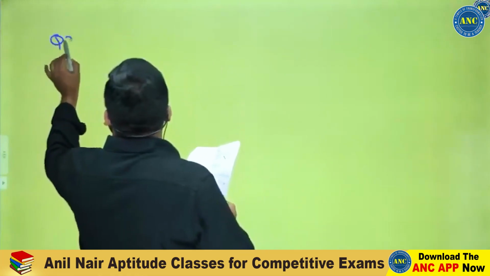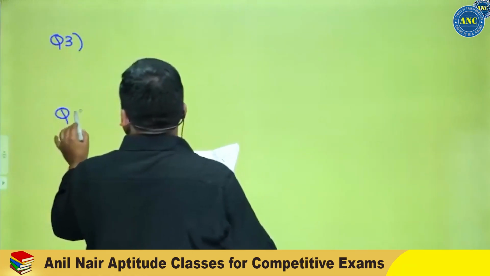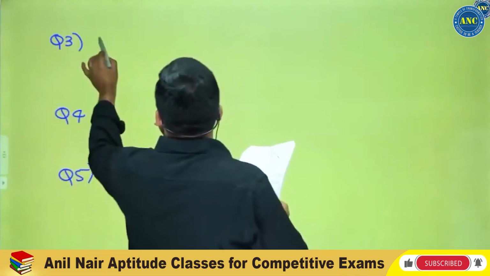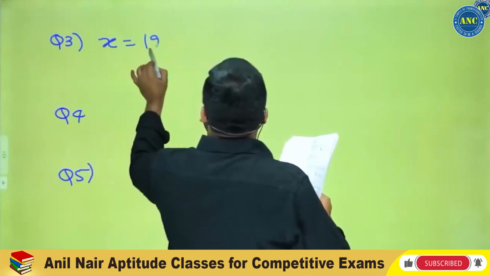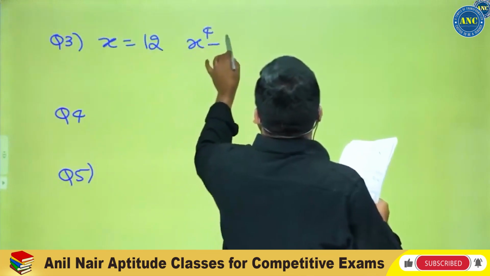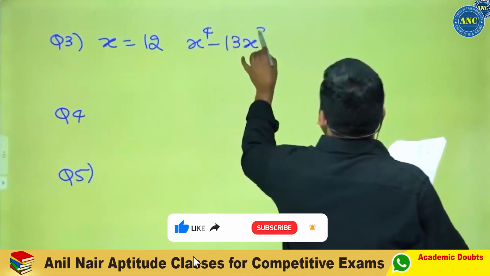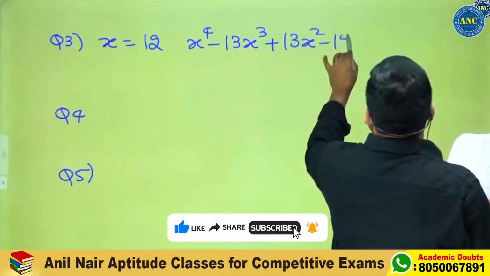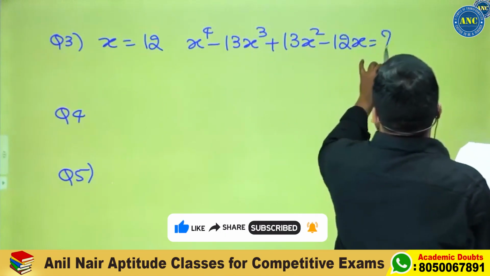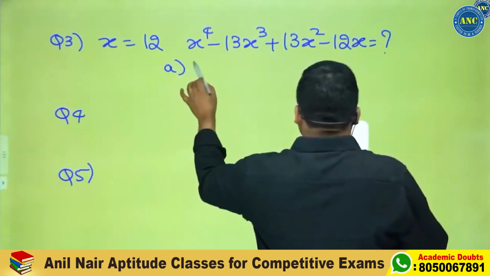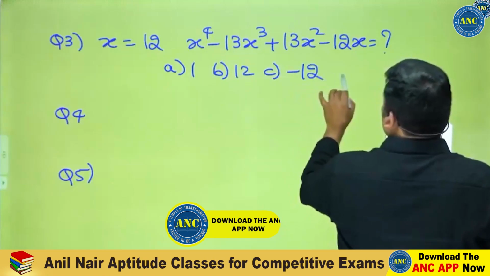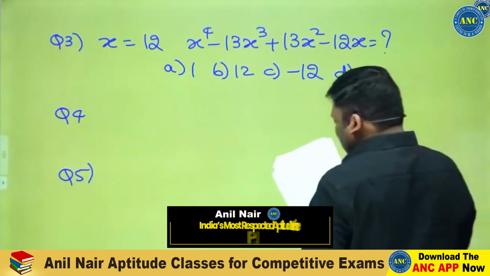Question number 3, question number 4, question number 5. Three questions we'll solve. Question number 3: x equivalent to 12, x power 4 minus 13x cube plus 13x square minus 12x. Options are 1, 12, minus 12, 0.